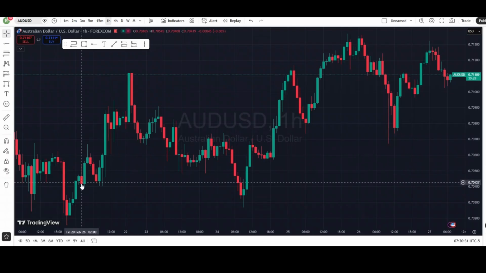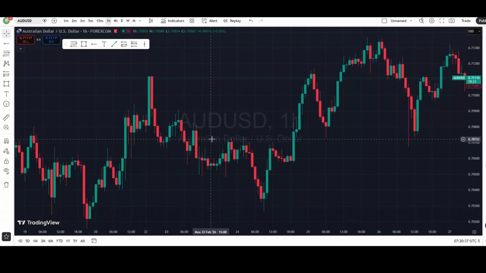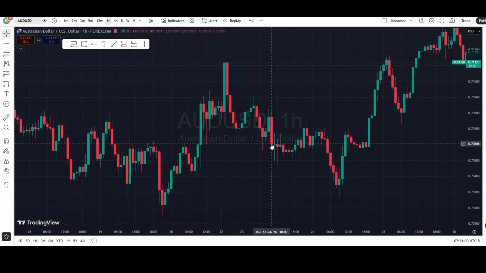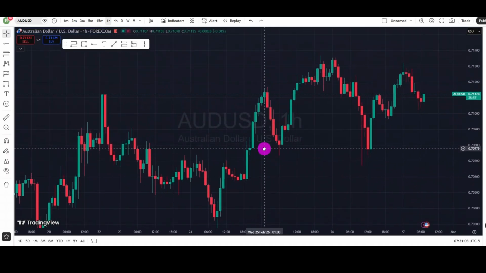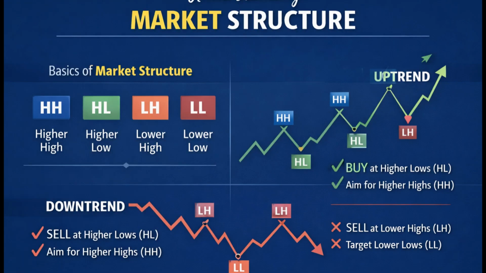You don't understand market structure, you are trading blindly, and that's the truth. Because indicators won't save you, news won't save you either, neither will patterns save you. Because the market only respects one thing: the highs and the lows. So in today's teaching, I'm going to show you how to read market structure properly, which is the foundation of all price movement. So let's simplify this by using the image.